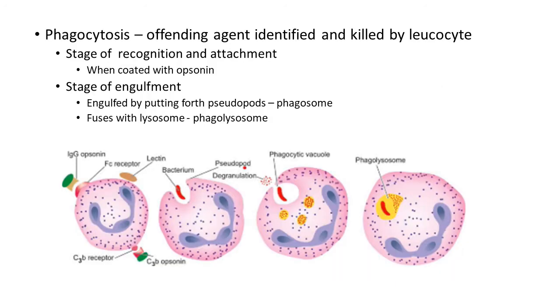Once the leukocytes are outside, what happens next is phagocytosis, or the identification and killing of the offending agent by the leukocyte. This again is a sequential process which includes 3 stages: stage of recognition and attachment, stage of engulfment, and stage of killing and degradation. So the first step in phagocytosis is stage of recognition and attachment.